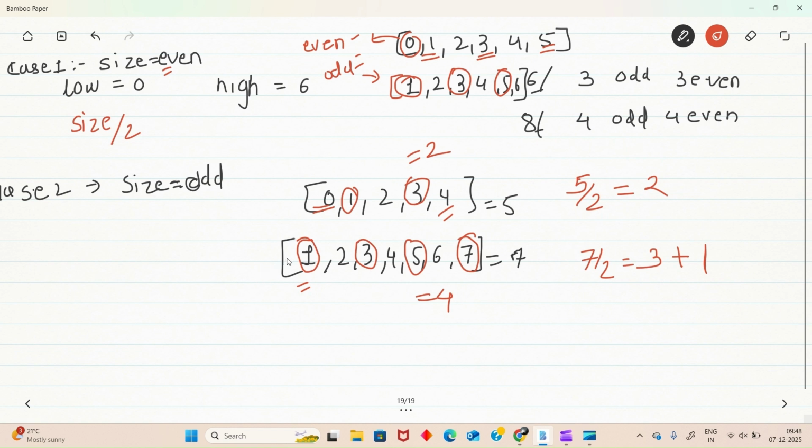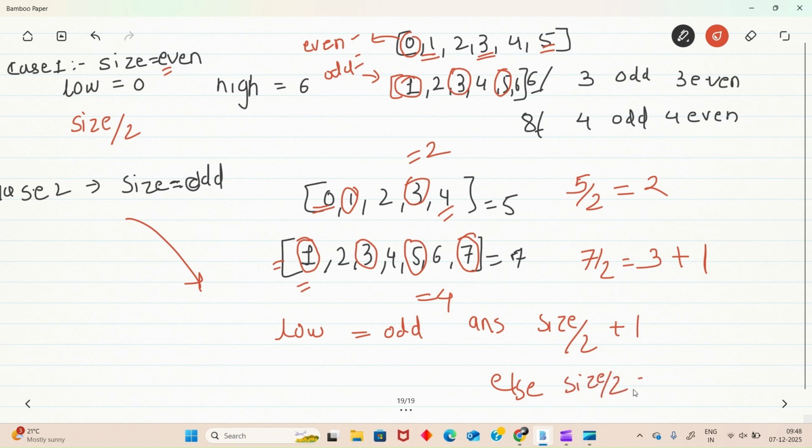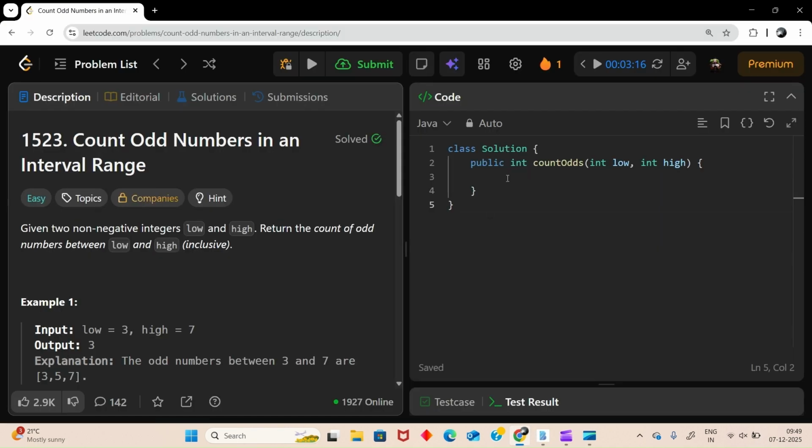So if my size is odd and low is an odd number, in that case my answer will be size by 2 plus 1, else it will be the same size by 2. Yes, now let's start coding. It's a simple approach. Here let's first find the size: int size is equal to high minus low plus 1.